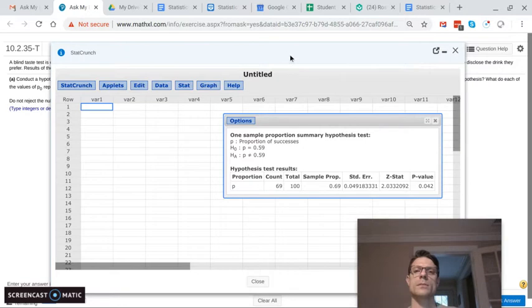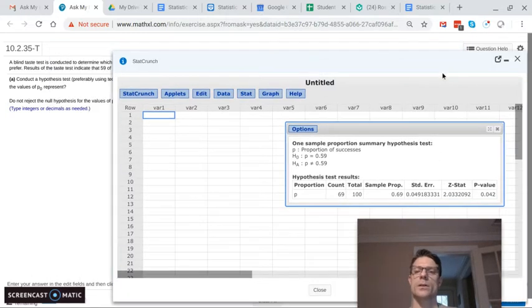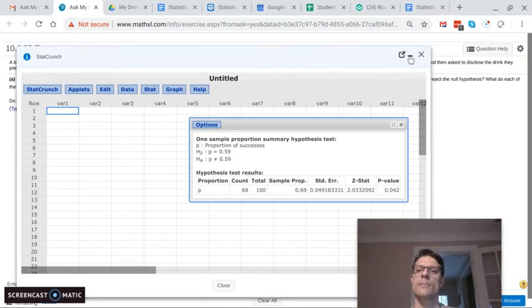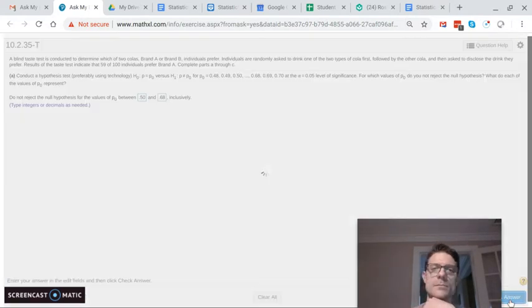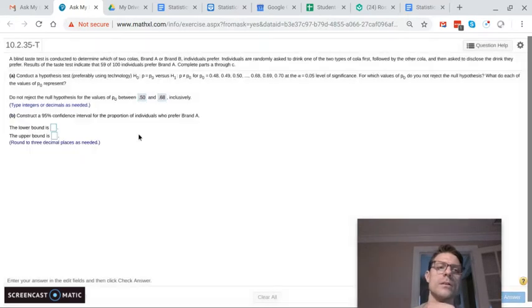So what do we say? I believe it was 50 to 68. Those are the values for which we do not reject the null hypothesis. Anything lower than 50 and higher than 68%, we're going to reject the null hypothesis.